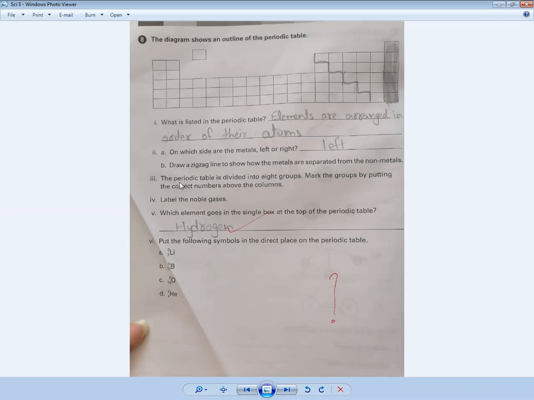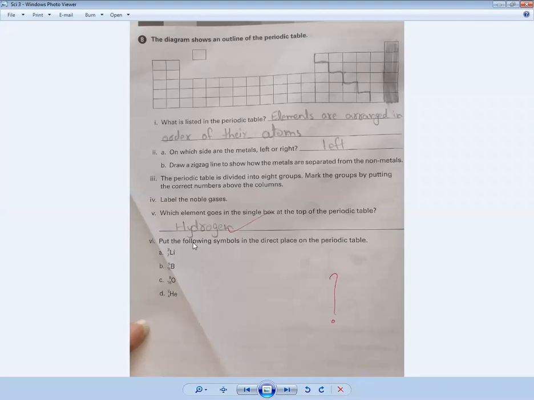Now we will see question number 5. Which element goes in the single box at the top of the periodic table? So its answer is very clear. If you see in your book, in this box we can write only hydrogen. Hydrogen is at the top of the periodic table, and we will write here only H. Okay, and in the answer you will write the complete form of hydrogen. It is written here, hydrogen.